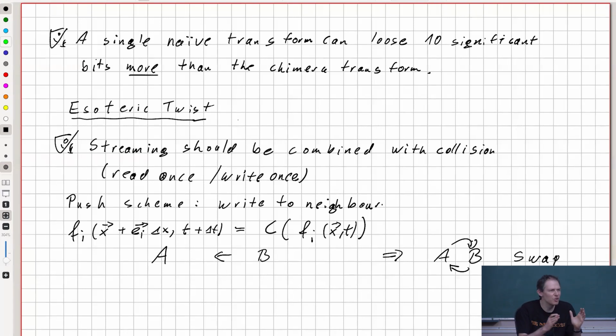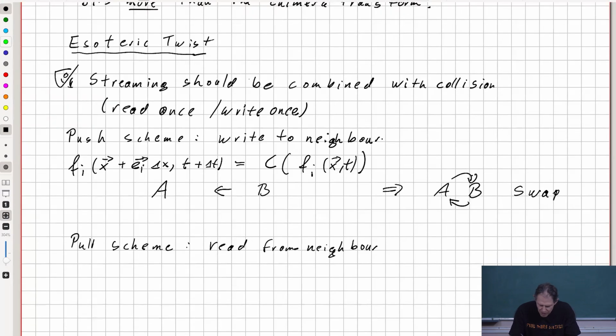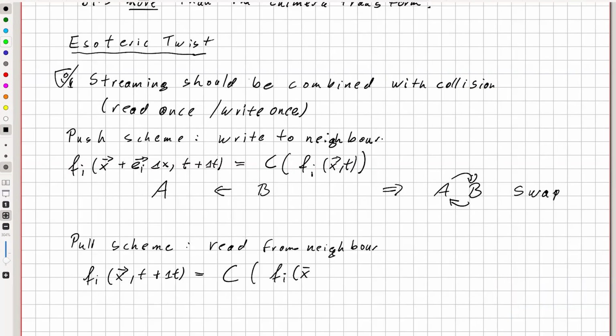So we always need two populations. An alternative to this is the so-called pull scheme. This is the read from your neighbor. So read from your neighbor looks like this. You have fi at the position of the nodes for the next time step equal to the collision operator applied to fi, if the populations coming from the neighbor.